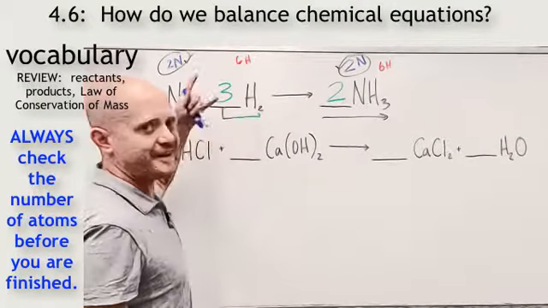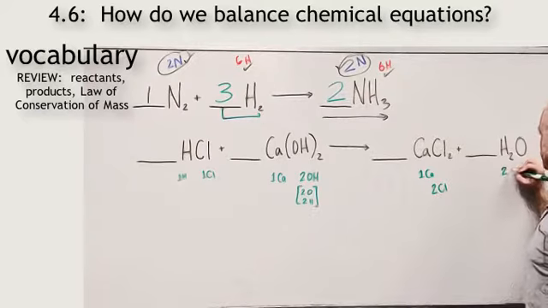Now here we have 2 O's and 2 H's. I could either write 2O, 2H, or for this, I'm just going to write 2OH right now. That means 2 O and 2 H. Over here, we have 1 calcium, and here we have 2 chlorines. Here we have 2 H's and 1 oxygen.